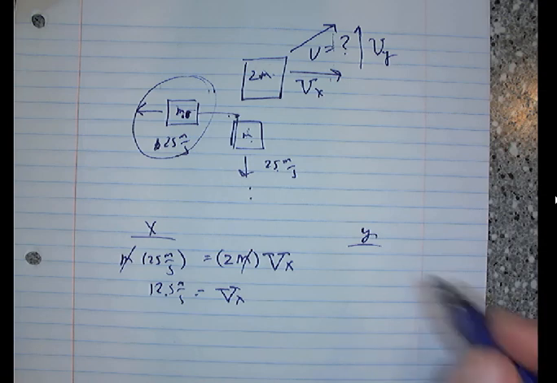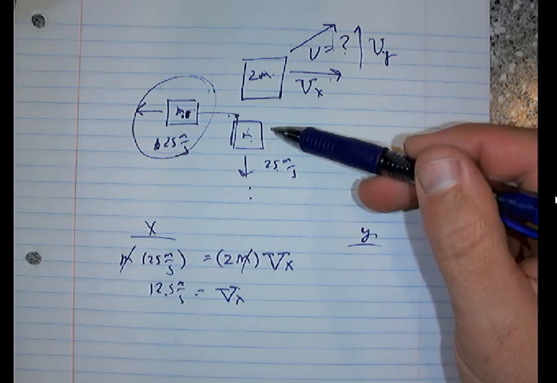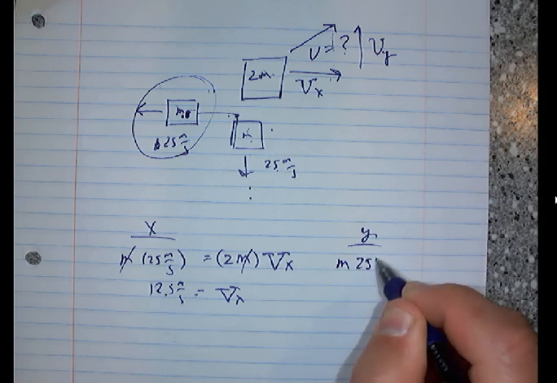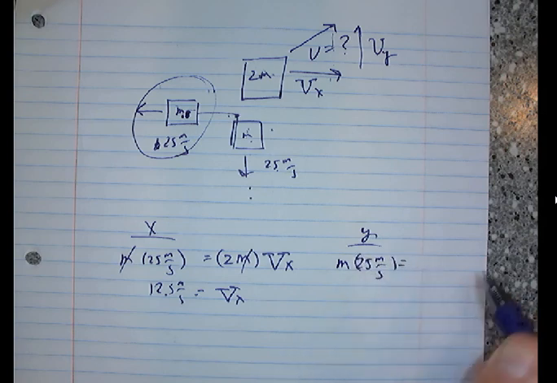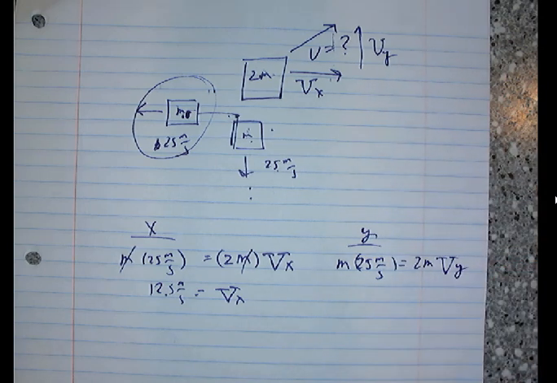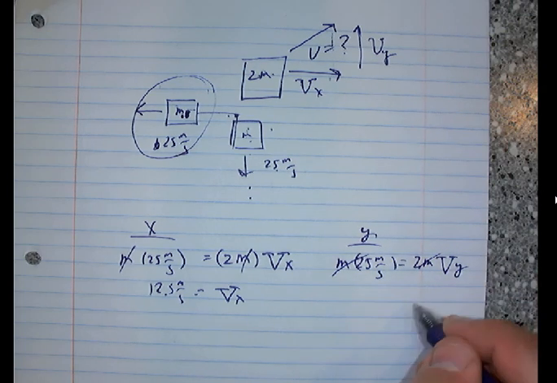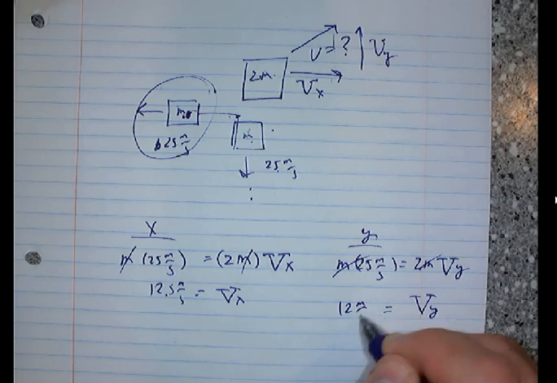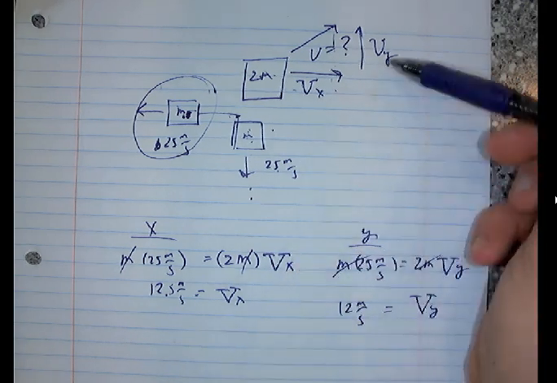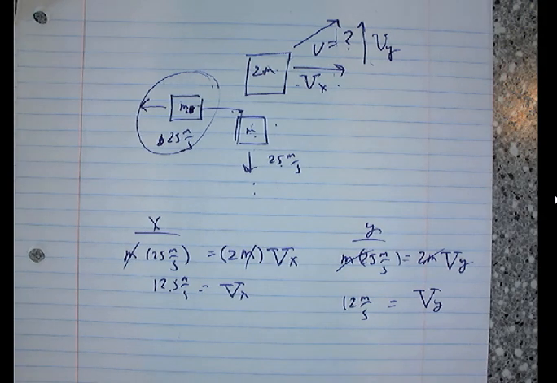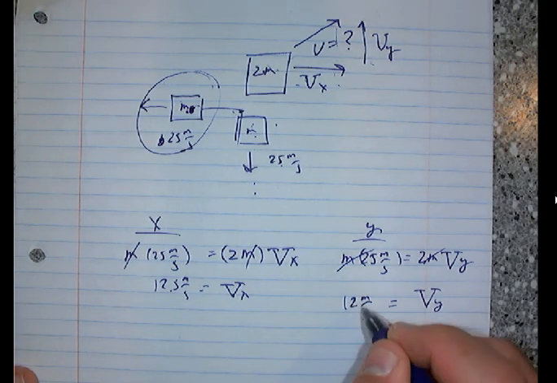In the y direction, same idea. You've got 25 going this way, so m times 25 down. That has to be equal to 2m times this vy. Okay, and then the m's cancel out again, and you see vy also turns out to be 12.5 meters per second. So if the x part is 12.5 and the y part is 12.5, you know this angle here has to be 45 degrees.